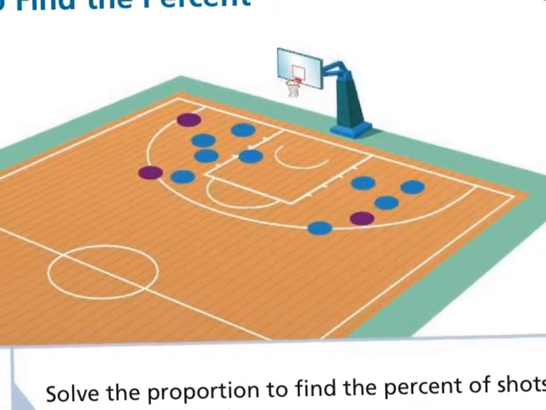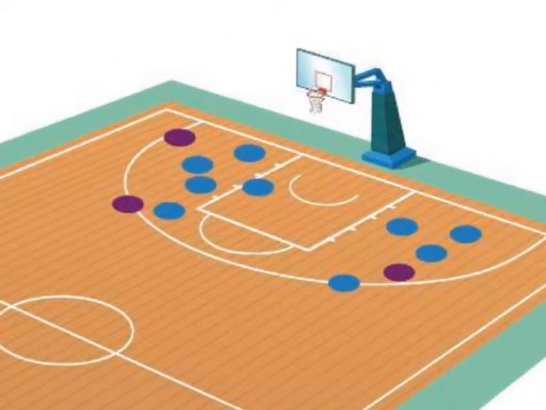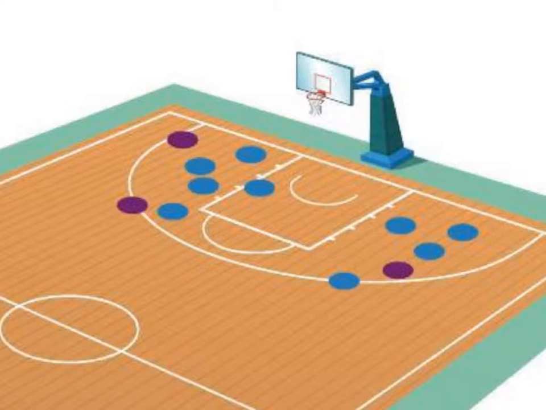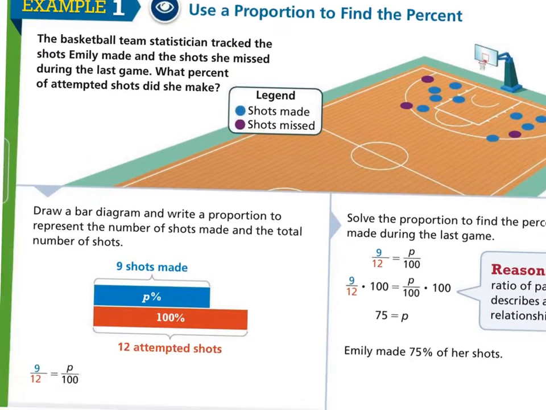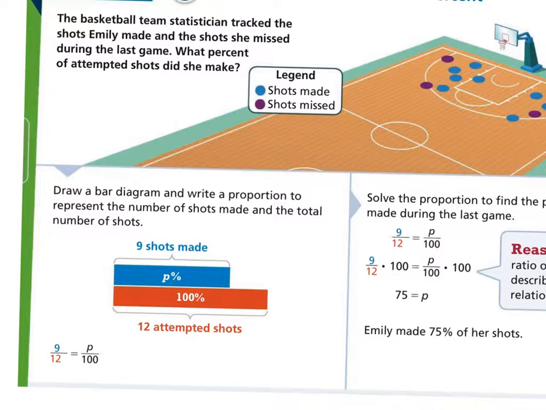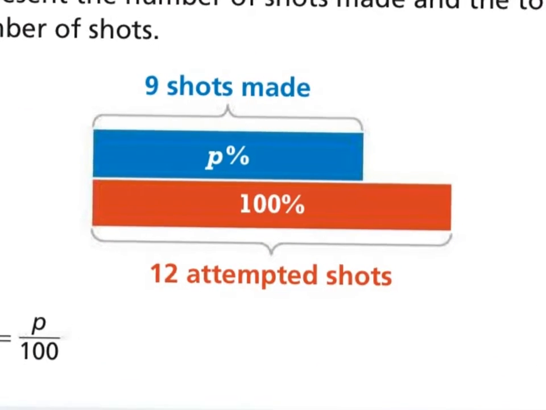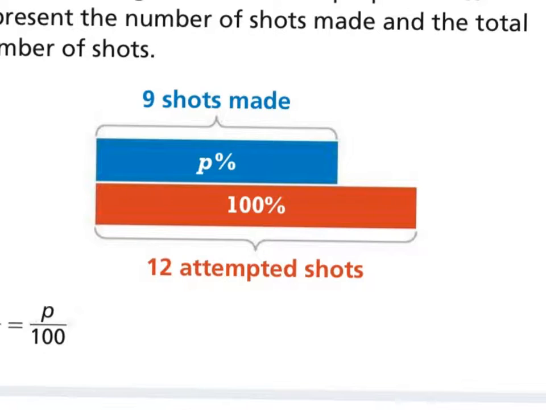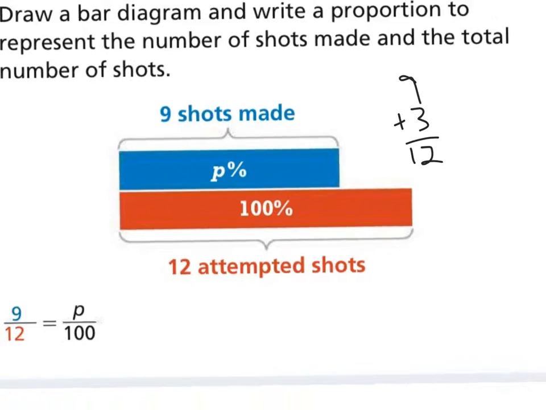Okay, so if you watch basketball very much, you'll see this a lot of times. They'll show where shots were taken from and then whether they were made or missed. What we can do is count up the makes and count up the misses. If you count up the makes, the blue circles, there's 9 of them. There's 3 misses, so that means 9 makes, 3 misses, which means a total of 12 shots. So that means she made 9 out of 12.